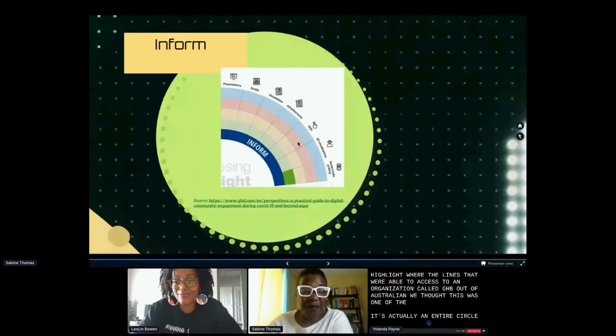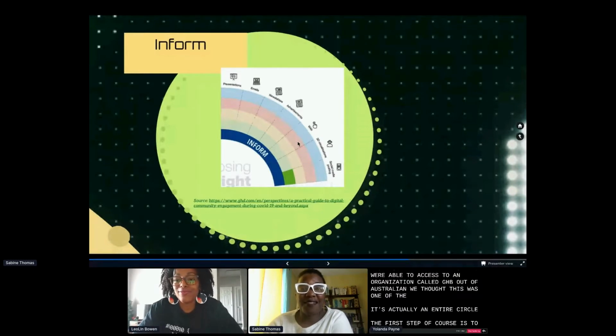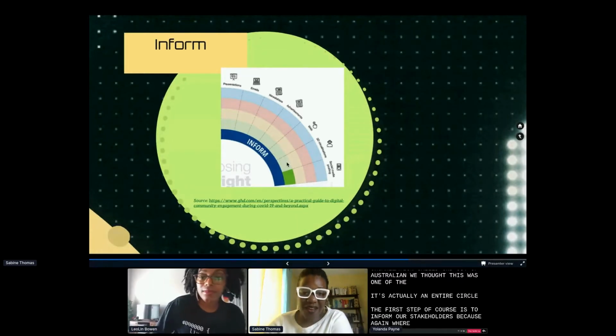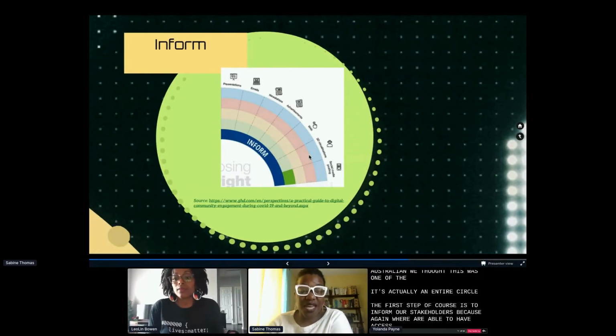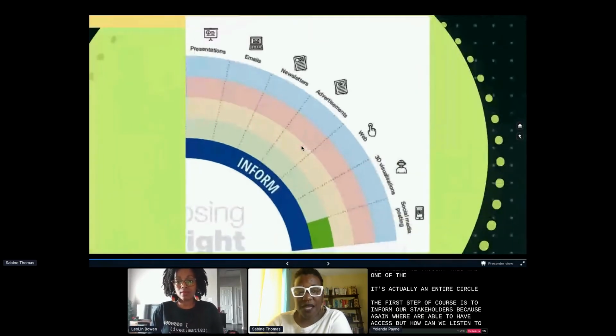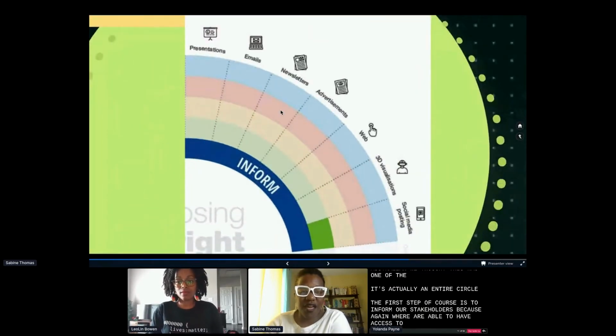The first step, of course, is to inform our stakeholders, because again, we're co-designing this and are able to have access to this information that we'd like to share. But how can we do this? The first step is in being able to really start to think about informing. And the first step for us here is through a presentation.